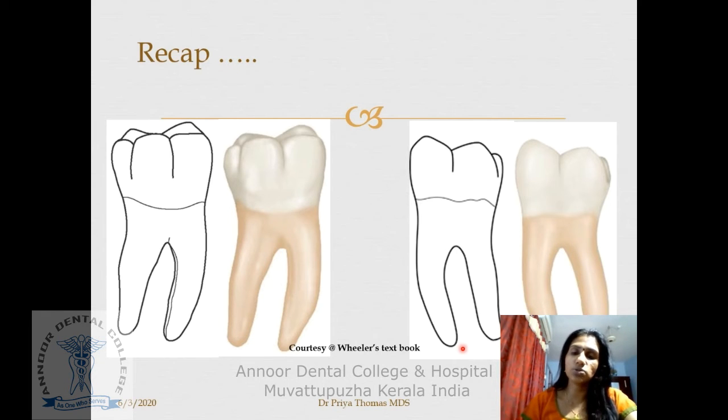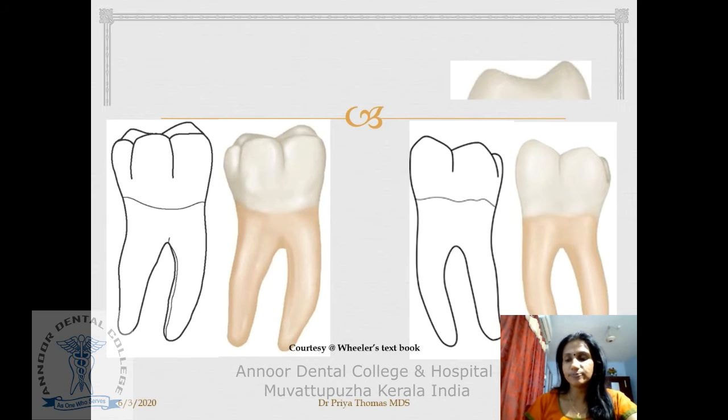If you compare to the roots from the buccal surface, you can see a developmental depression on the buccal surface near your furcation area. So these are the basic features which you see in both your buccal and your lingual aspects.